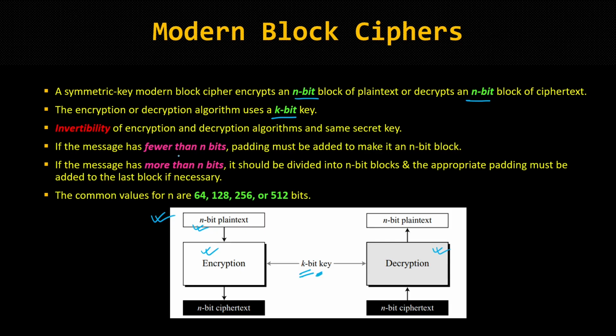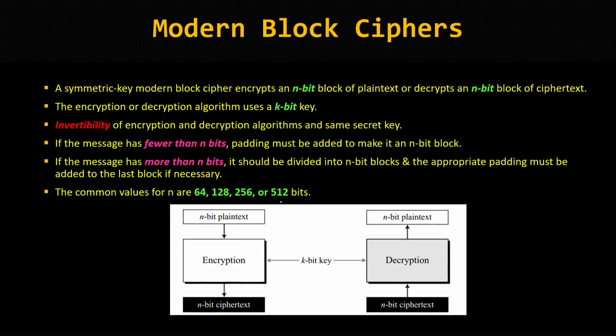So if the message has fewer than n bits, padding must be added to make it an n-bit block. If the message, on the other hand, has more than n bits, it should be divided into n-bit blocks and the appropriate padding must be added to the last block if necessary. So the common values for this n are 64, 128, 256 or 512 bits.